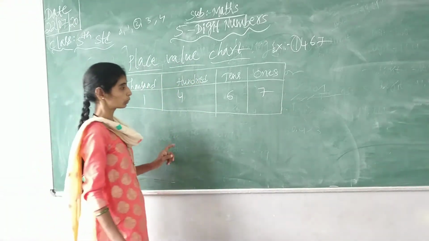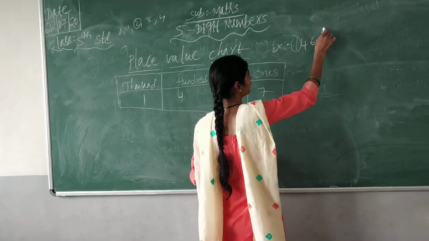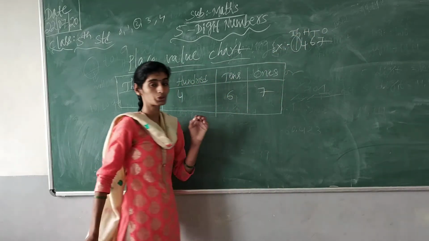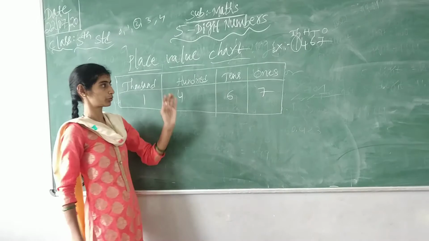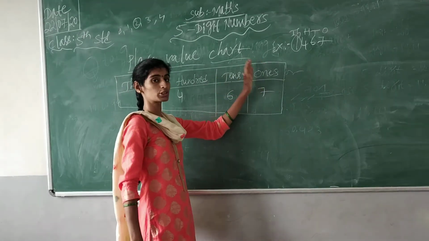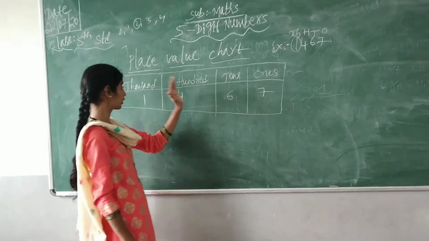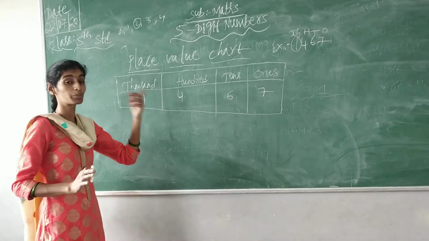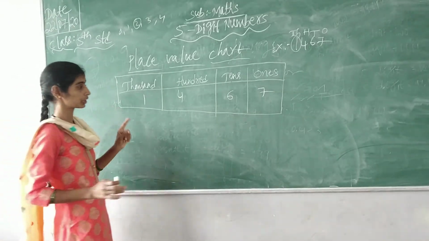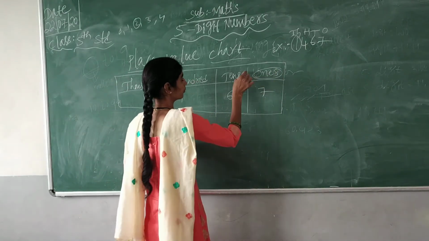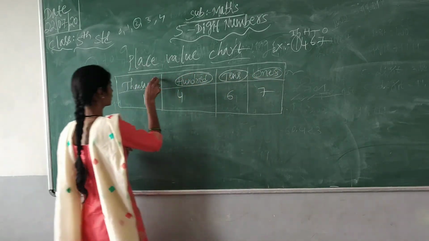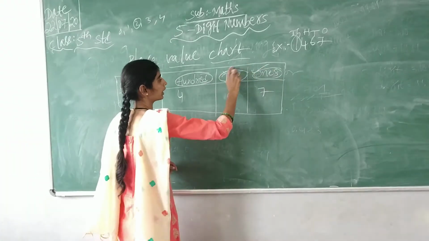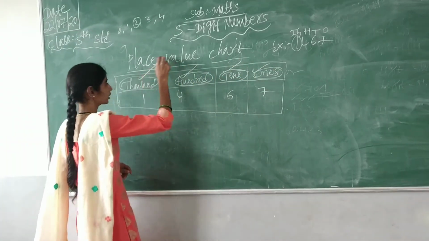Or else you have to think that this is ones, tens, hundred, thousand. So first you should remember this series. First comes ones, after ones tens, after tens hundred, after hundred thousand. If you interchange the places, then your number will be wrong. Keep in mind, children. First should be ones, then tens, hundred, thousand.